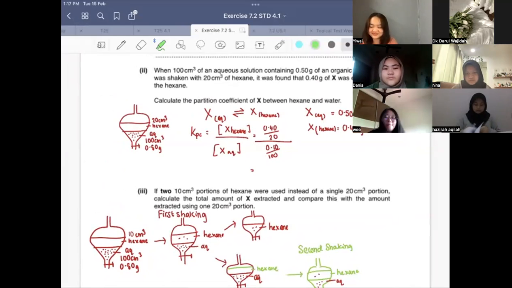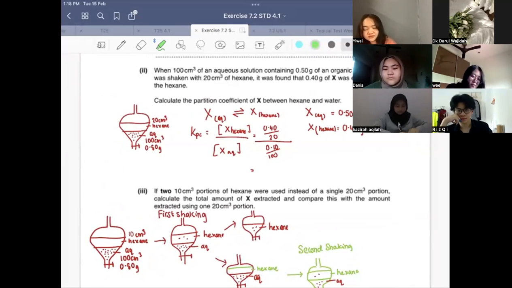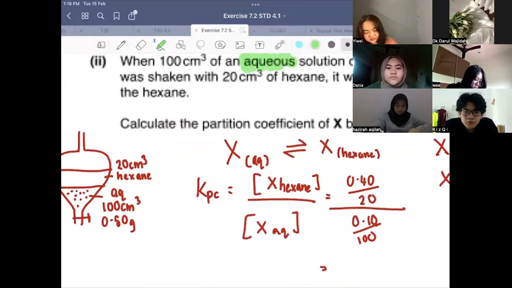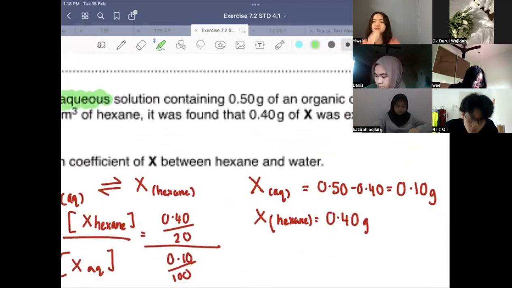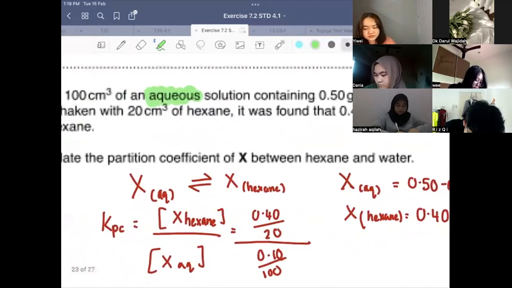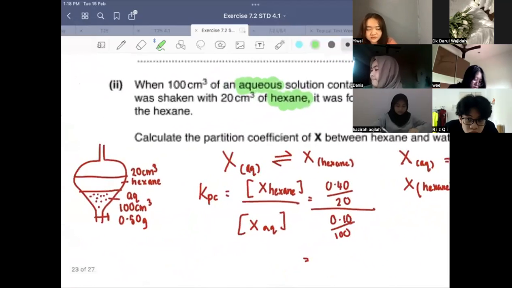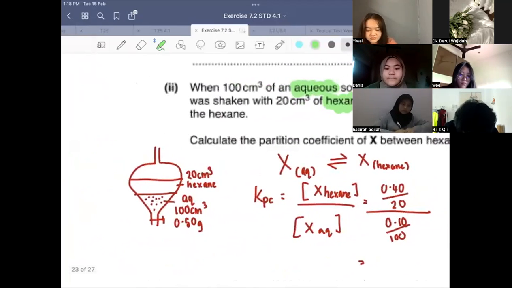Okay. Right. So question 28, when 100 centimeter cube of an aqueous solution. So that means aqueous is your solvent. And I just said it just now, usually I tend to put the aqueous layer at the bottom. Okay. So I'll just highlight that. And then containing 0.5 grams of organic compound X. So our solute here is solute X, shaken with 20 centimeter cube of hexane. So then my hexane goes to the top. All right. This is initial.